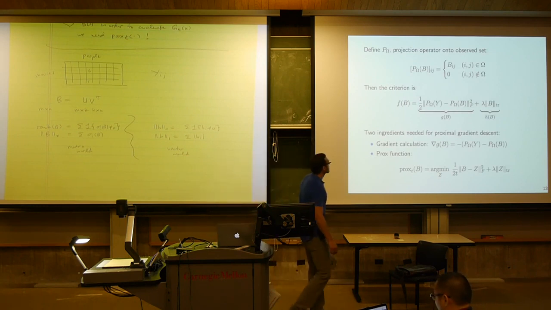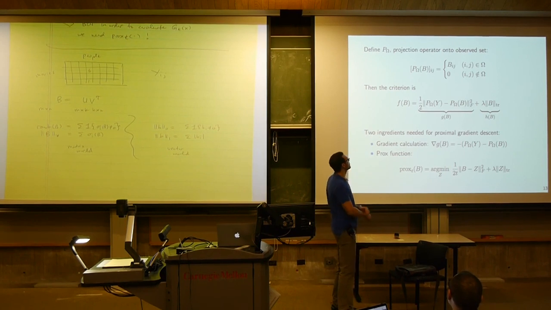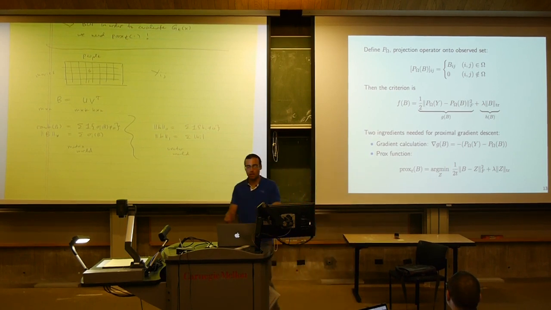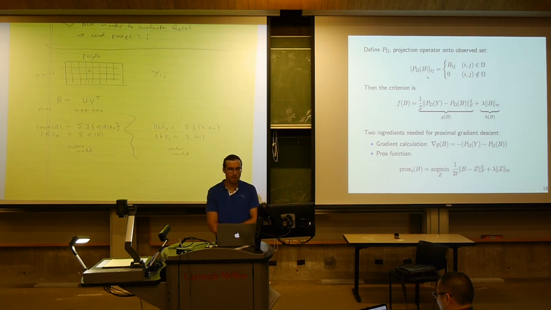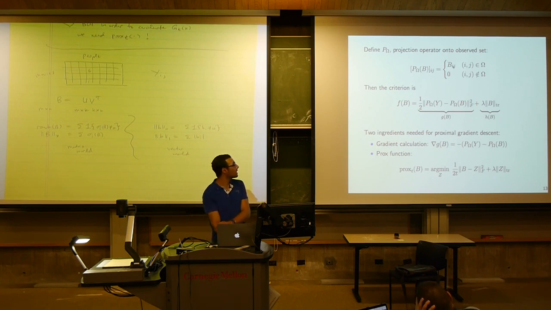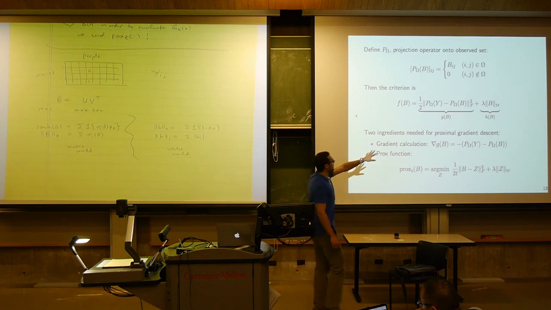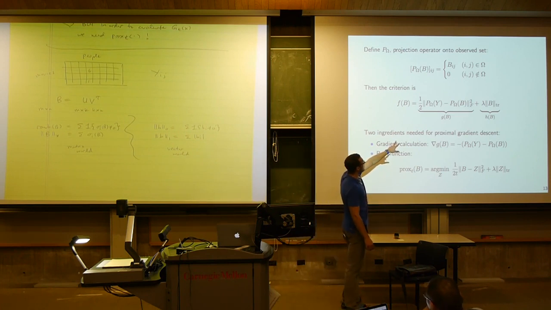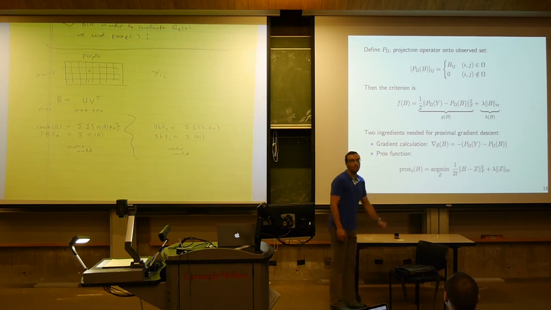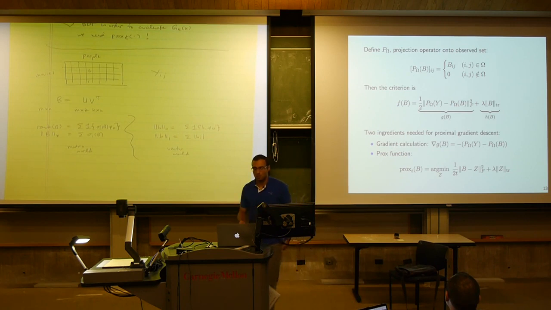We write down first some helpful notation, this projection operator onto the observed set. If you give me a matrix B, then I'm going to write P omega of B as another matrix, which just basically sets to 0 everything that wasn't observed. So it's just the projection onto the observed set, gives you back what you had on the observed set and 0 otherwise. Now we can write the criterion in a little more succinct form as the squared error. The squared term is just the difference between the projection of y onto the observed set and the projection of B onto the observed set, the Frobenius norm of that squared.